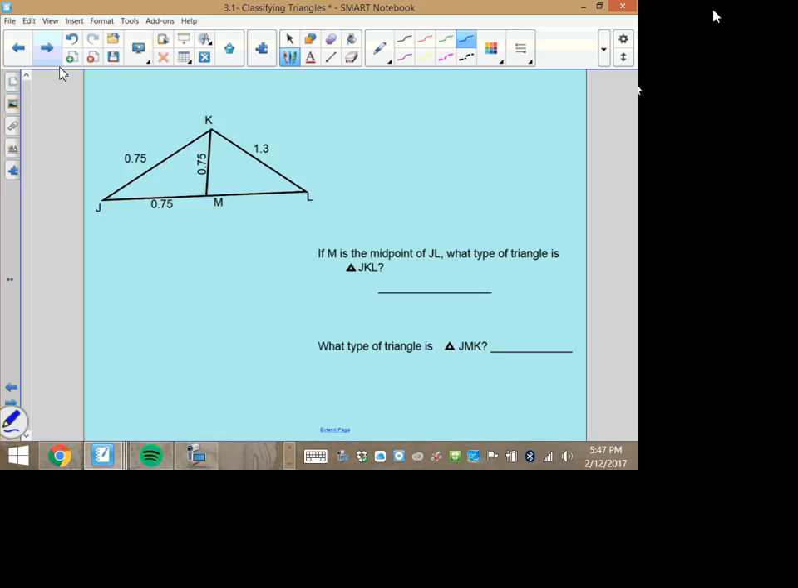So here we have a triangle, and if M is the midpoint of side JL, what type of triangle is triangle JKL? M is the midpoint, which means that this segment is congruent to this segment. So we know that this is 0.75, making this whole thing 1.5. So we have a side of length 1.5, a side of 1.3, and a side of 0.75. Since no two sides are the same, that is a scalene triangle.